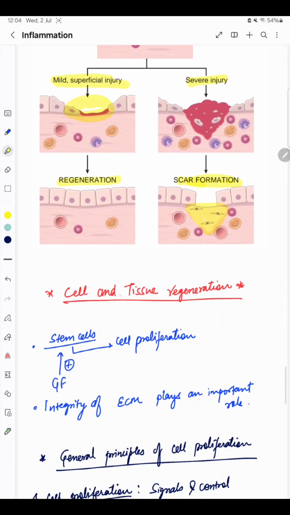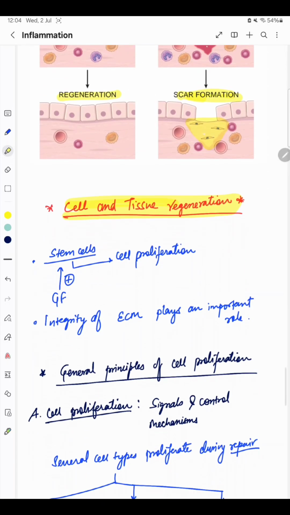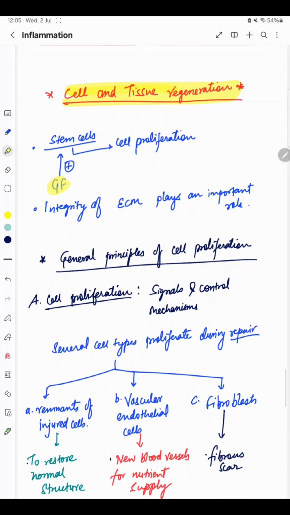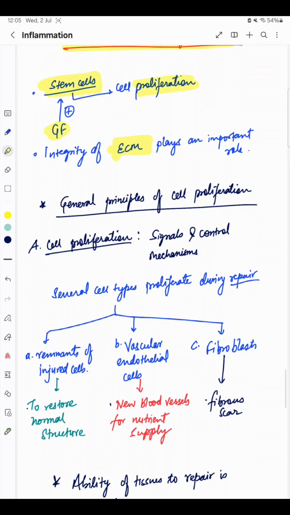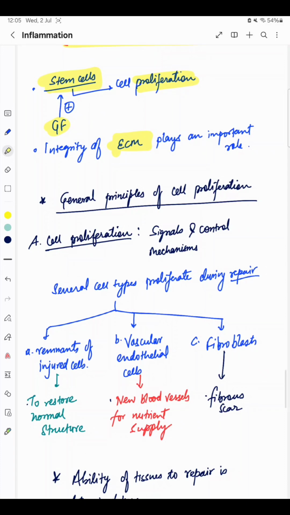Cell and tissue regeneration. Now we will discuss in detail about the cell and tissue regeneration. A growth factor stimulates stem cells to produce new progeny, resulting in cell proliferation. Integrity of extracellular matrix is very essential in regeneration. There are some general principles of cell proliferation that we need to know.